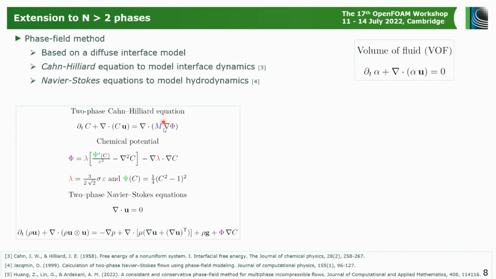We have a mobility scaling parameter. We have a chemical potential, which is a function of a double-well functional. This double-well functional determines where my bulk phases are, basically separating the phases from each other. So the roots of this are -1 and 1. So I have one bulk phase at -1 and one bulk phase at 1. We have the mixing energy, which is basically the interfacial energy at the interface.